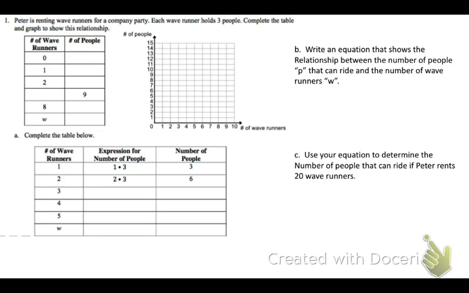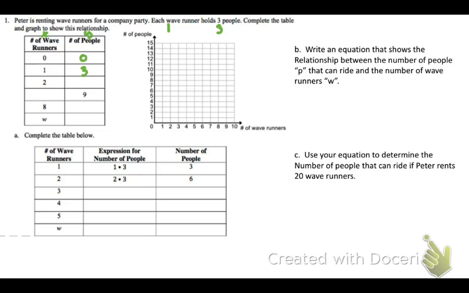All right, let's get to the meat of this. So in this problem, Peter is renting wave runners for a company party. Each wave runner holds 3 people. So I have 1 wave runner to 3 people. Complete the table and graph to show this relationship. Here are my wave runners in my X spot, and here are my number of people in my Y spot. I know that I have 1 wave runner and it will equal 3 people. If I have 0 wave runners, 0 people can go on there.